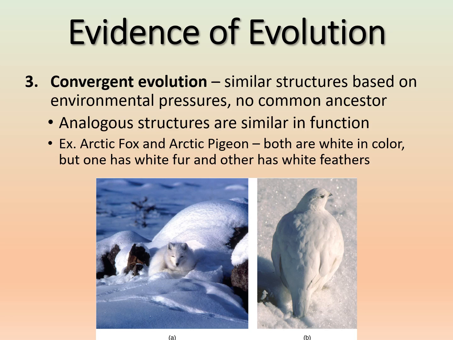So for another example of analogous structures, because we used wings earlier, is the Arctic fox and the Arctic pigeon. They're both white in color. They obviously don't share a common ancestor. One is a mammal and one is a bird, but they have white fur and white feathers. Again, they live in the Arctic where their environment is white. And so for their survival, having an adaptation of white fur and white feathers gave them an advantage over time. So that would be convergent evolution with these analogous structures.